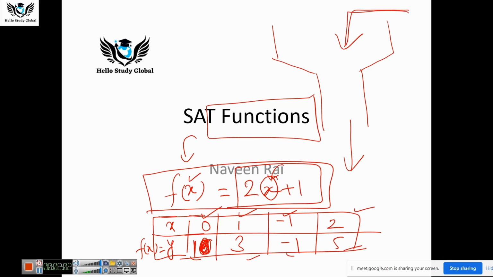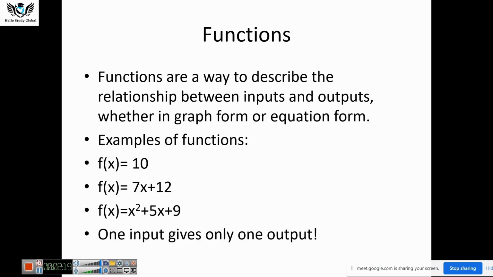Now this is your function. You're giving some input, you're getting some output. Now we'll see the proper definition of a function, and we'll solve some questions related to functions. So these are all functions, right?